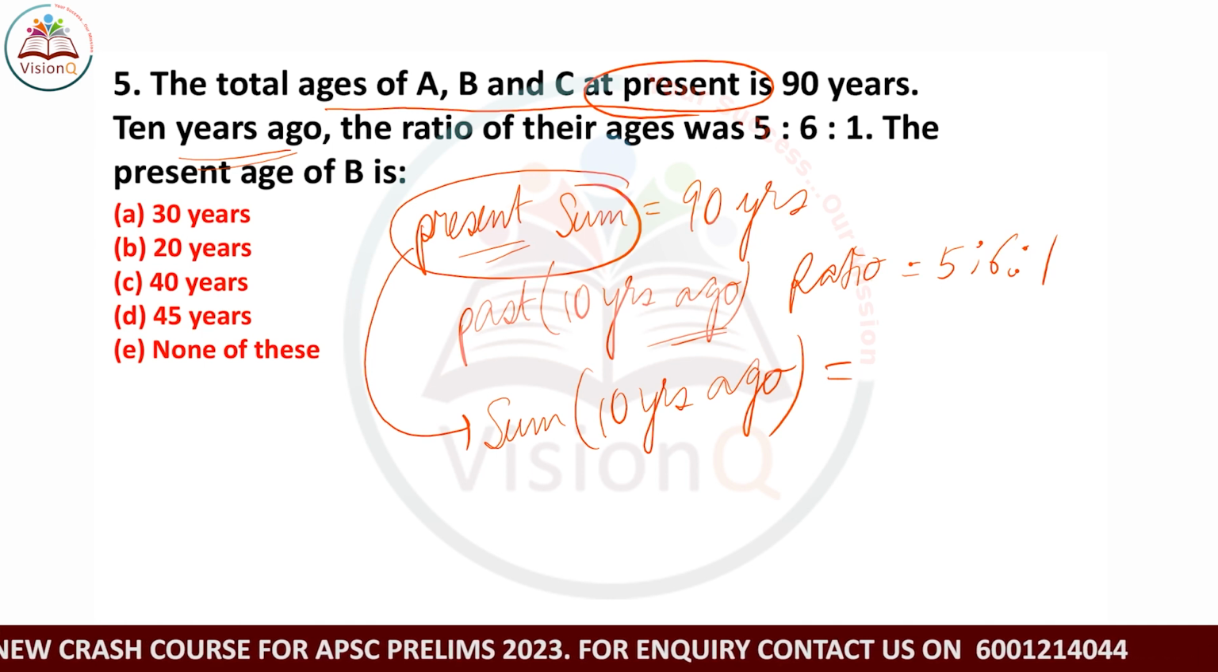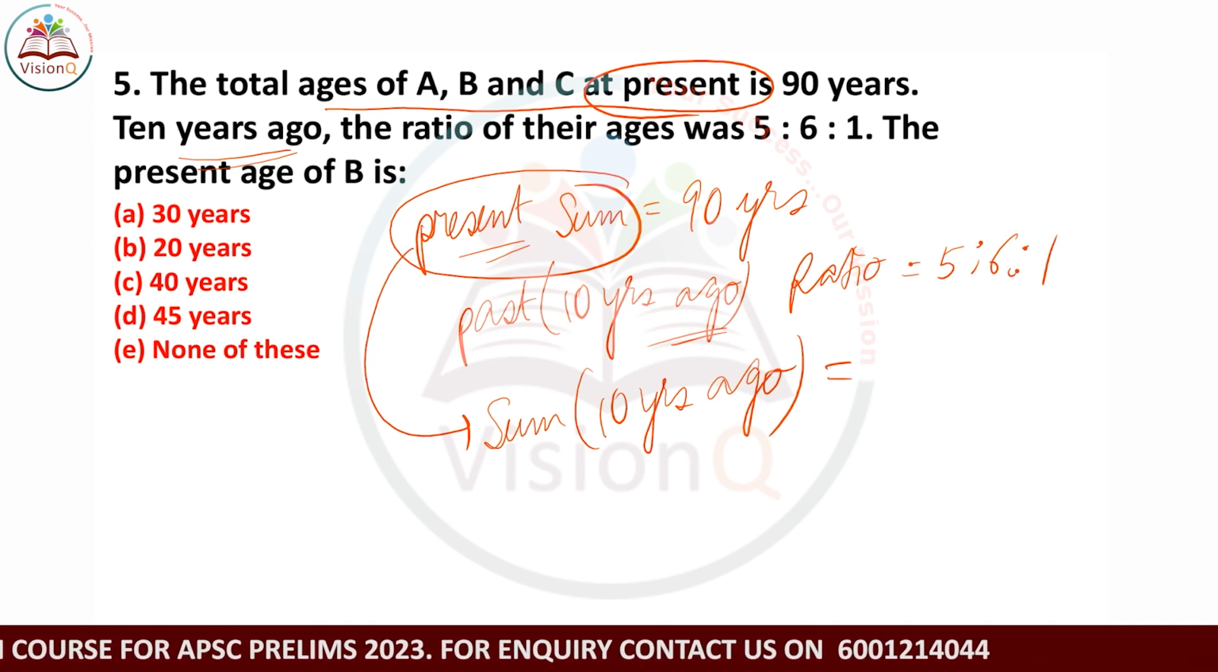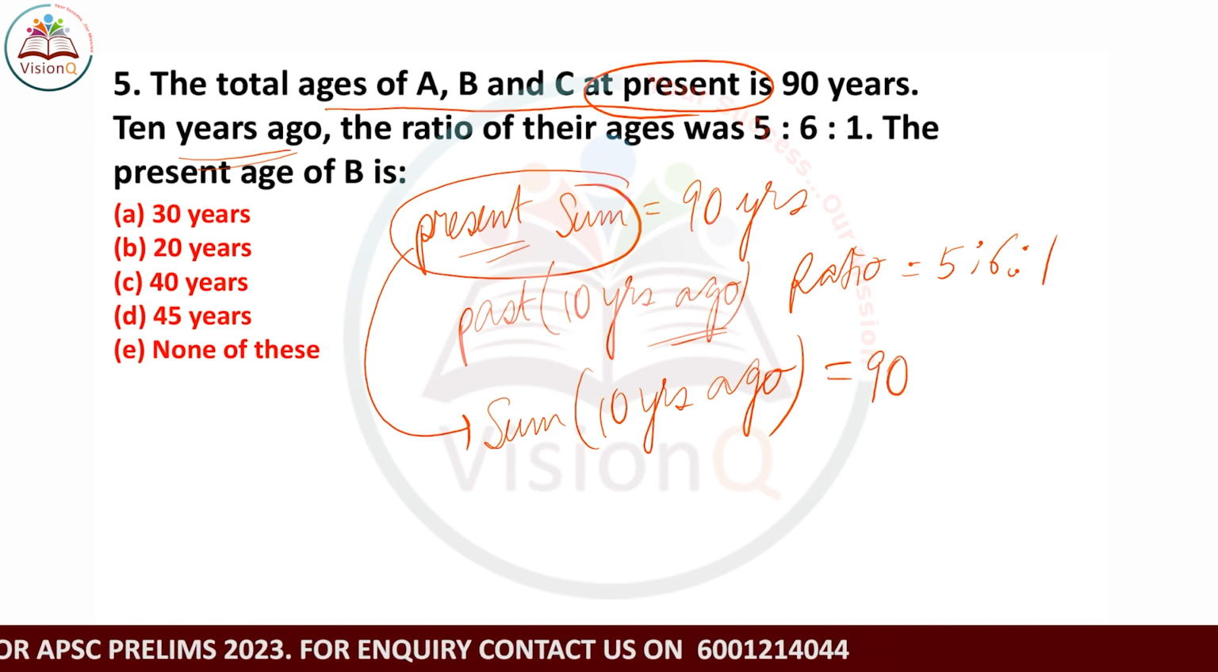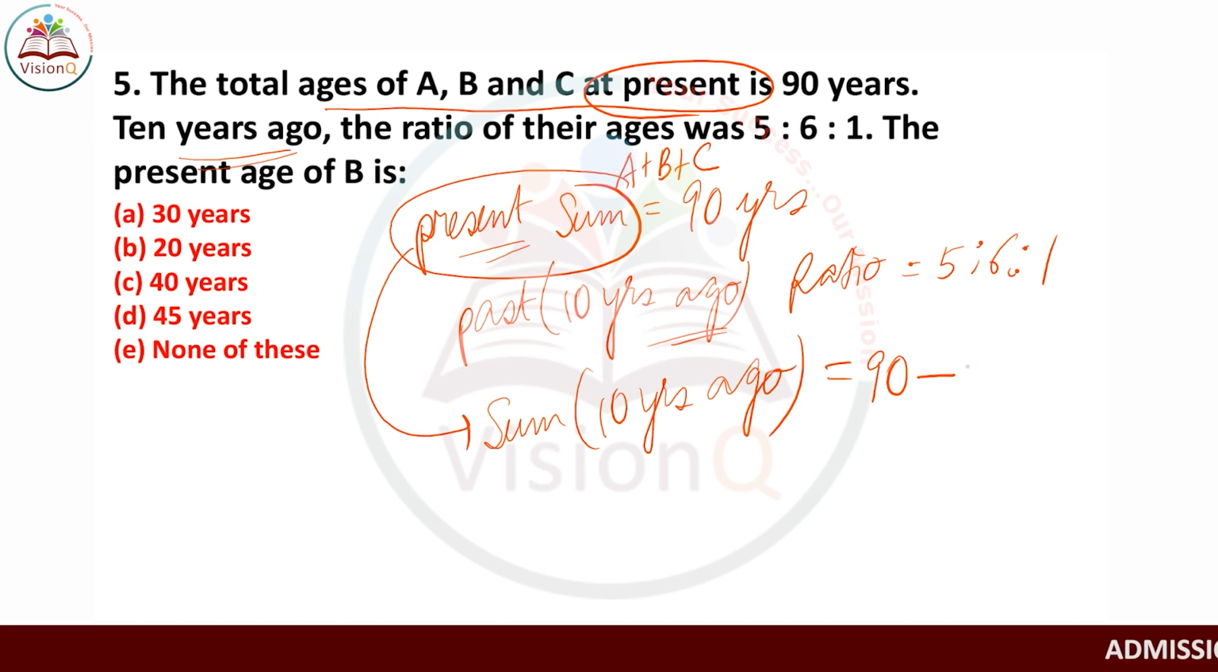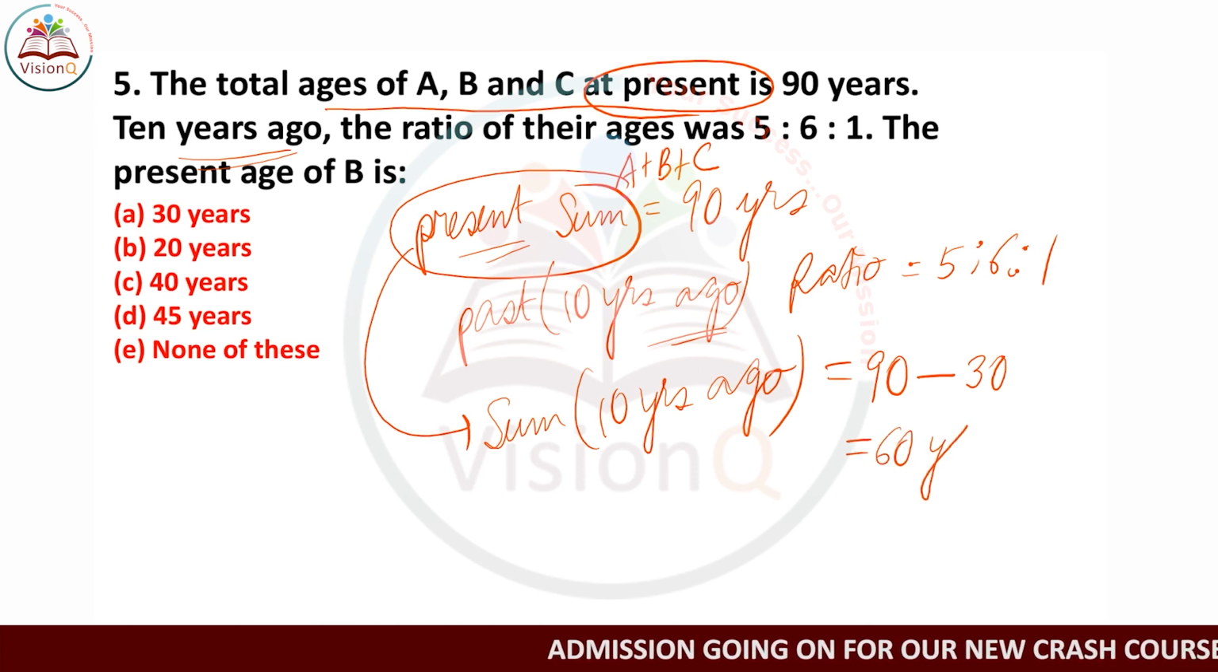So if the present sum of A plus B plus C is 90 years, and you are to find out their sum 10 years ago, then from present to past, subtract. Subtract how much? 10, 10, 10, because there are 3 persons. So subtract 10 into 3, which is 30 years. So 90 minus 30 is 60 years.